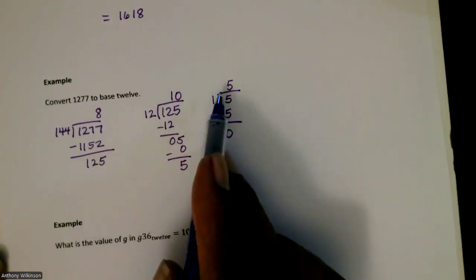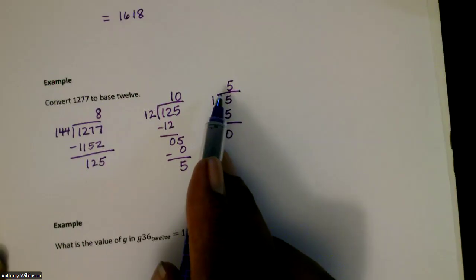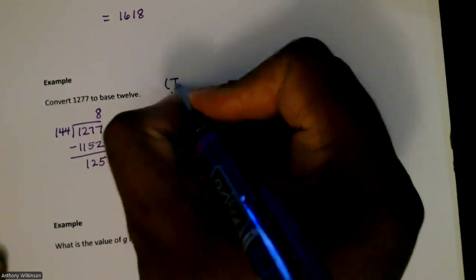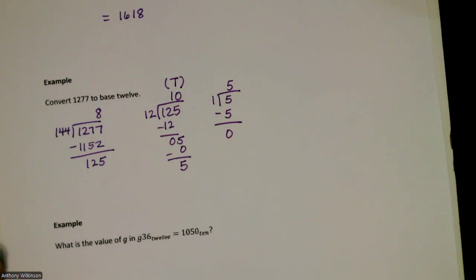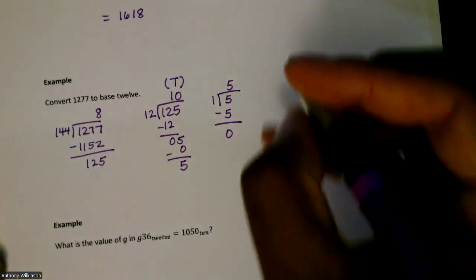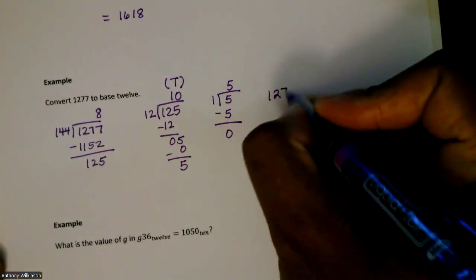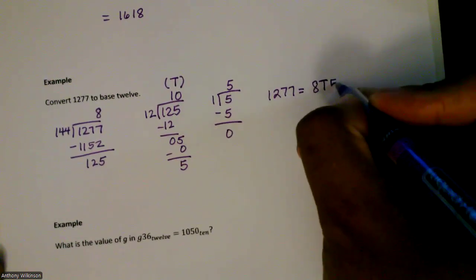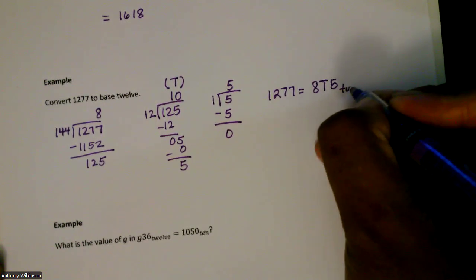So these numbers that are in this quotient represent what base 12 is going to be. And I have to change that 10 to a T. Reason being because in the duodecimal system, the number 10 is going to be T. And 11, of course, represents E. So 1277 is going to be this, 8T5 base 12.